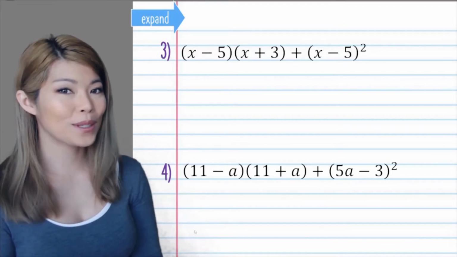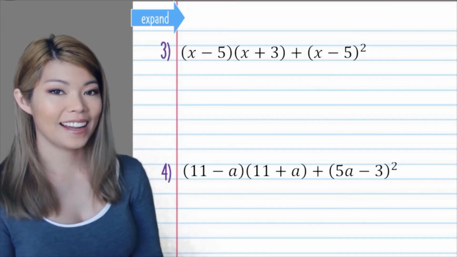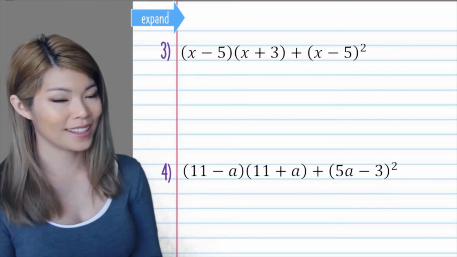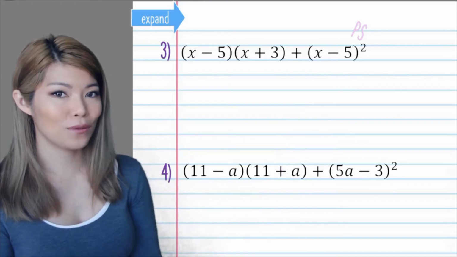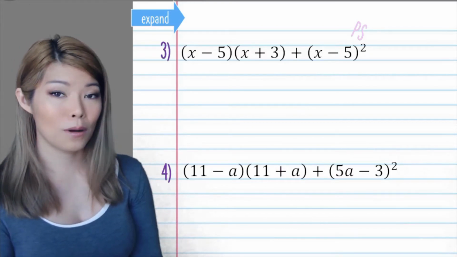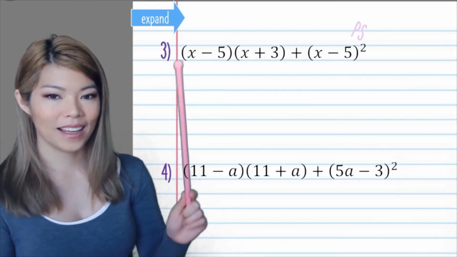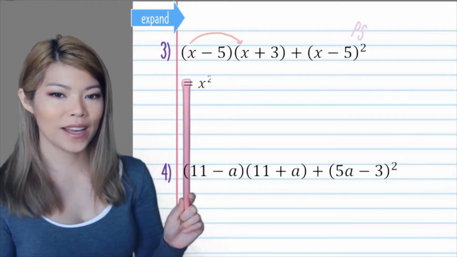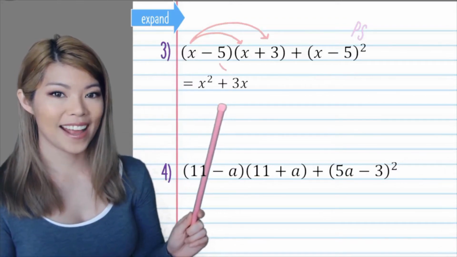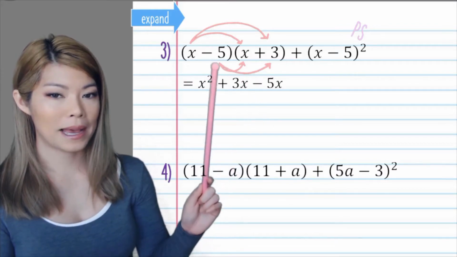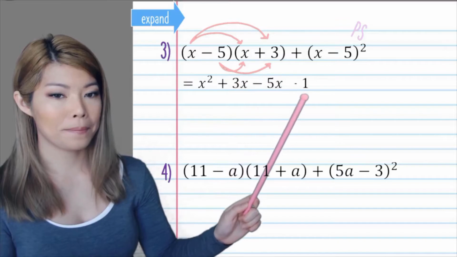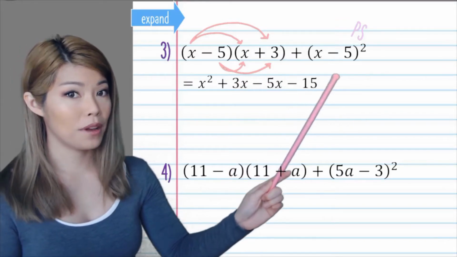Two more. Pause the video here and give it a go yourself, and then unpause to see if we have the same solutions. Here we notice that we have a perfect square, so we have to make sure we remember those formulas. It'll make life a lot easier. Let's expand. So we have x squared, then 3x, minus 5 times x is minus 5x, minus 5 times 3 is minus 15. Now perfect squares.